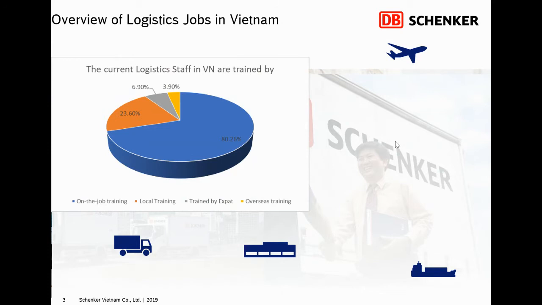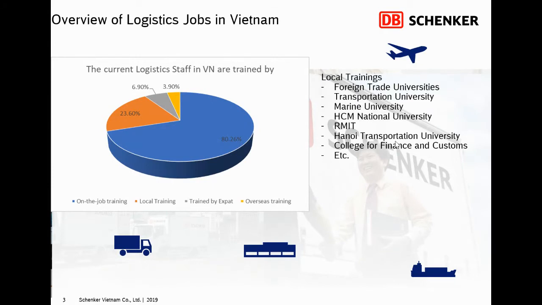And another 23.6% are trained in Vietnam, from the university and the local training courses, and 6.9% are trained by expats, and only 3.9% are trained by overseas training courses. It means that they study overseas about logistics and supply chain.